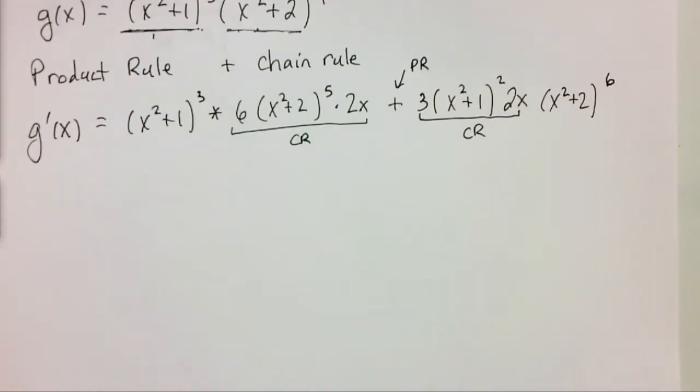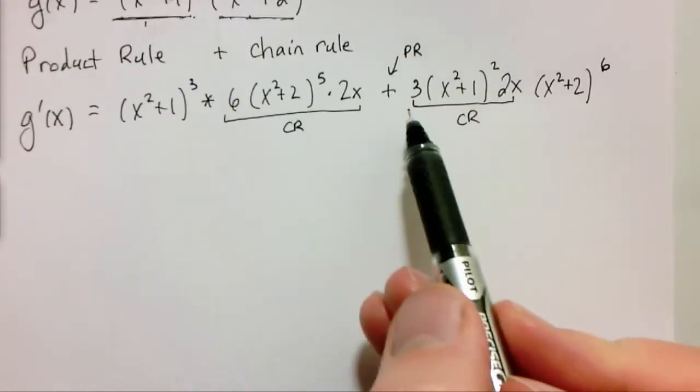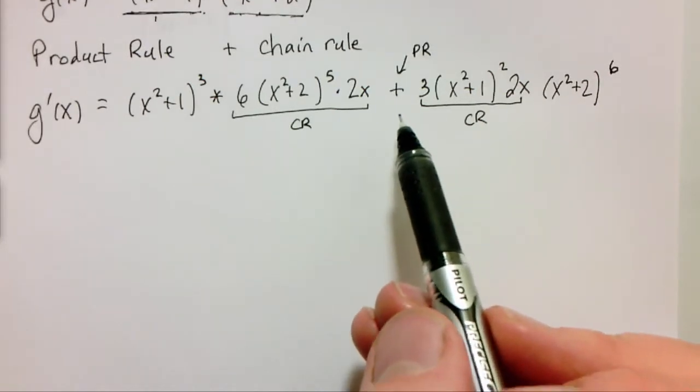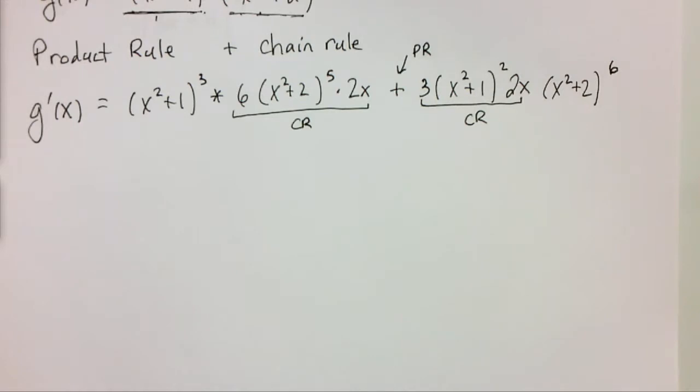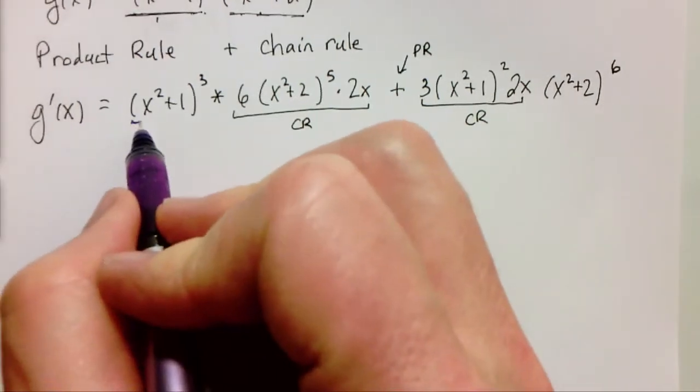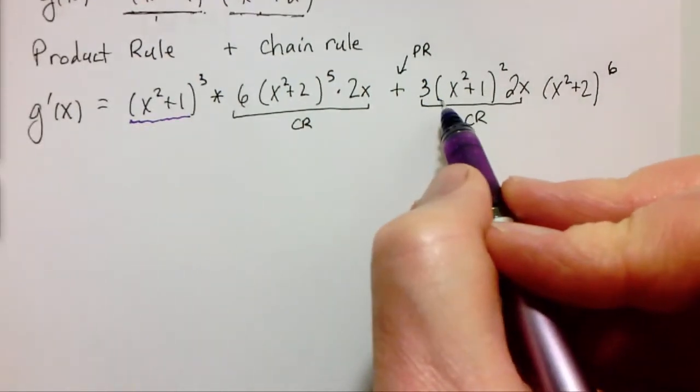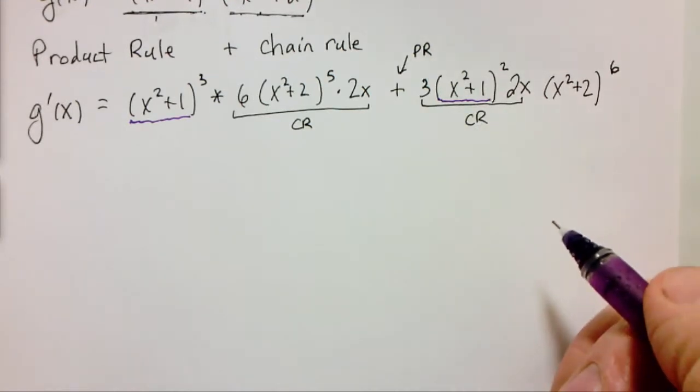Now notice here we have a lot of common terms. Right. On both sides of this plus sign here in the middle from the product rule, okay, I have some x squared plus 1s. Here I have 3 of them, and here I have 2 of them. So I can factor some of those out.